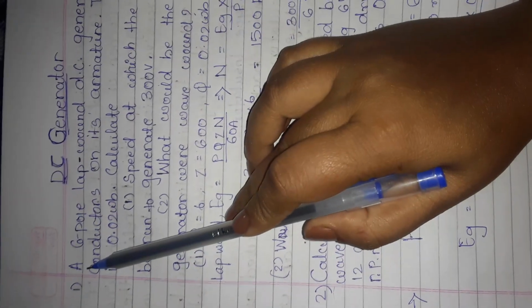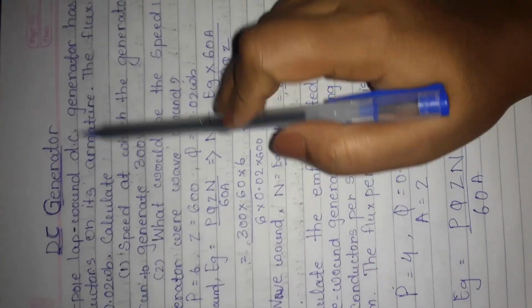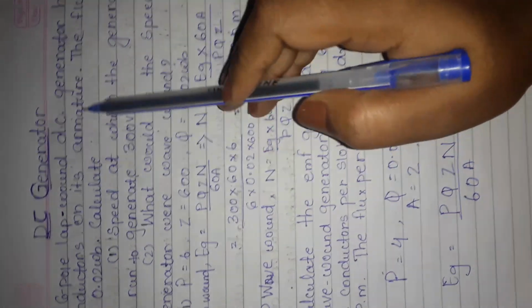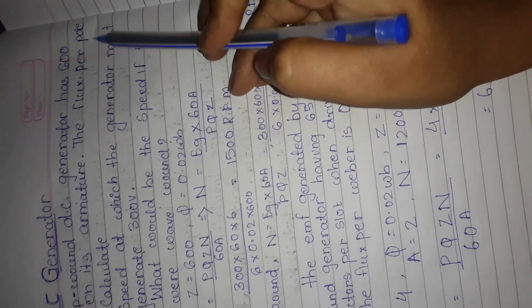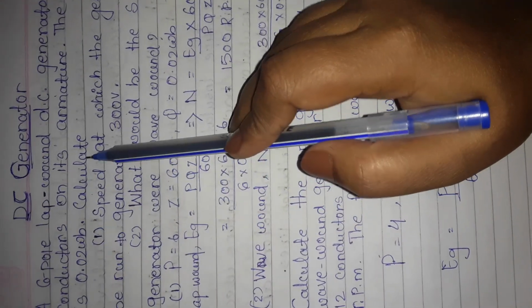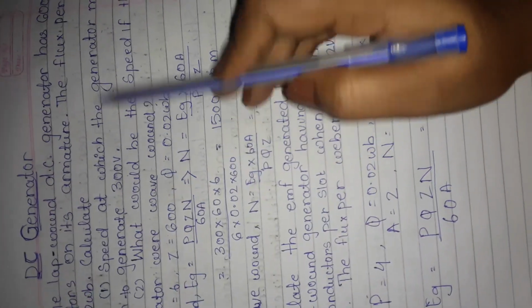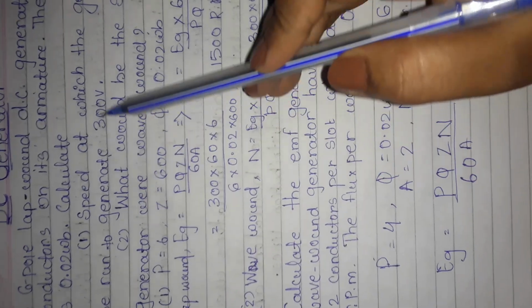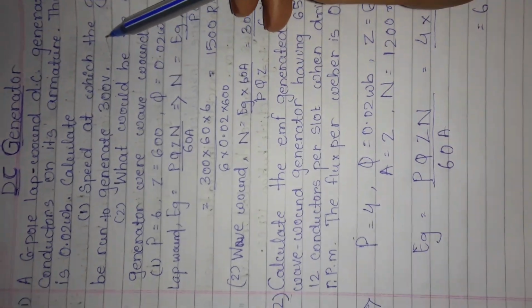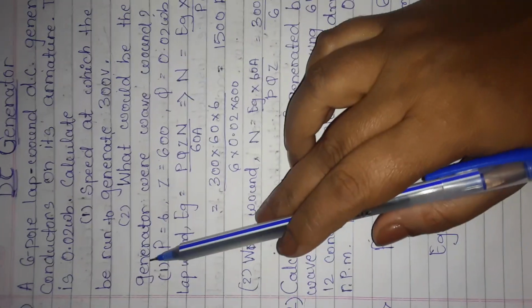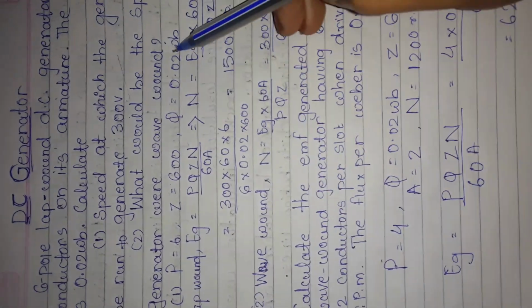The first question is: a 6-pole lap-wound DC generator has 600 conductors on its armature. The flux per pole is 0.02 Weber. Calculate the speed at which the generator must be run to generate 300 volts. The second question is: what would be the speed if the generator were wave-wound?